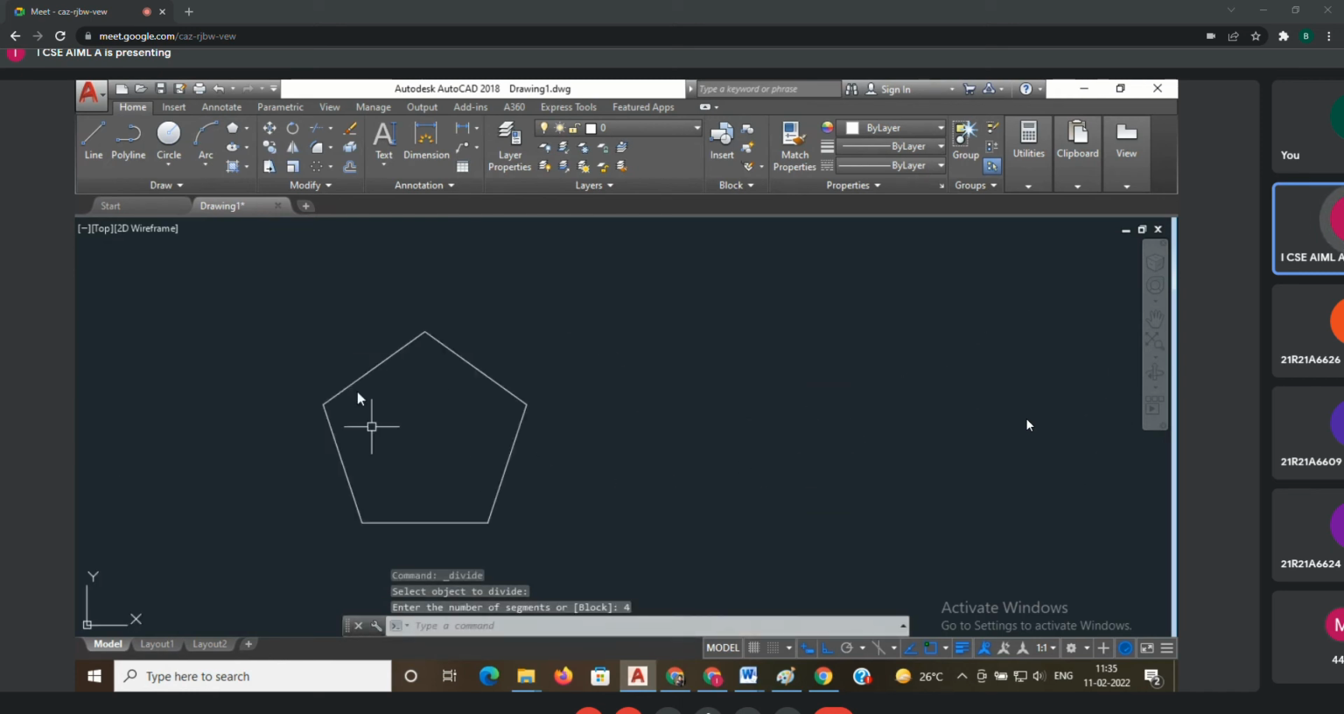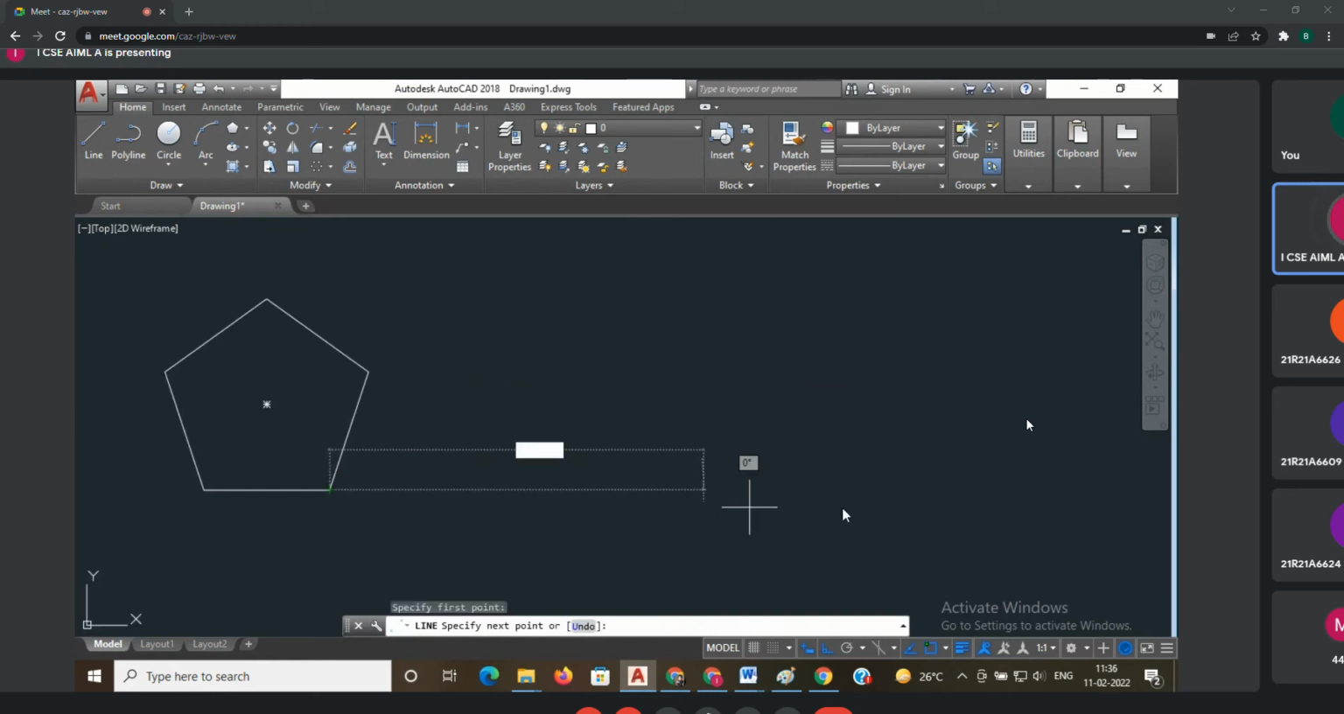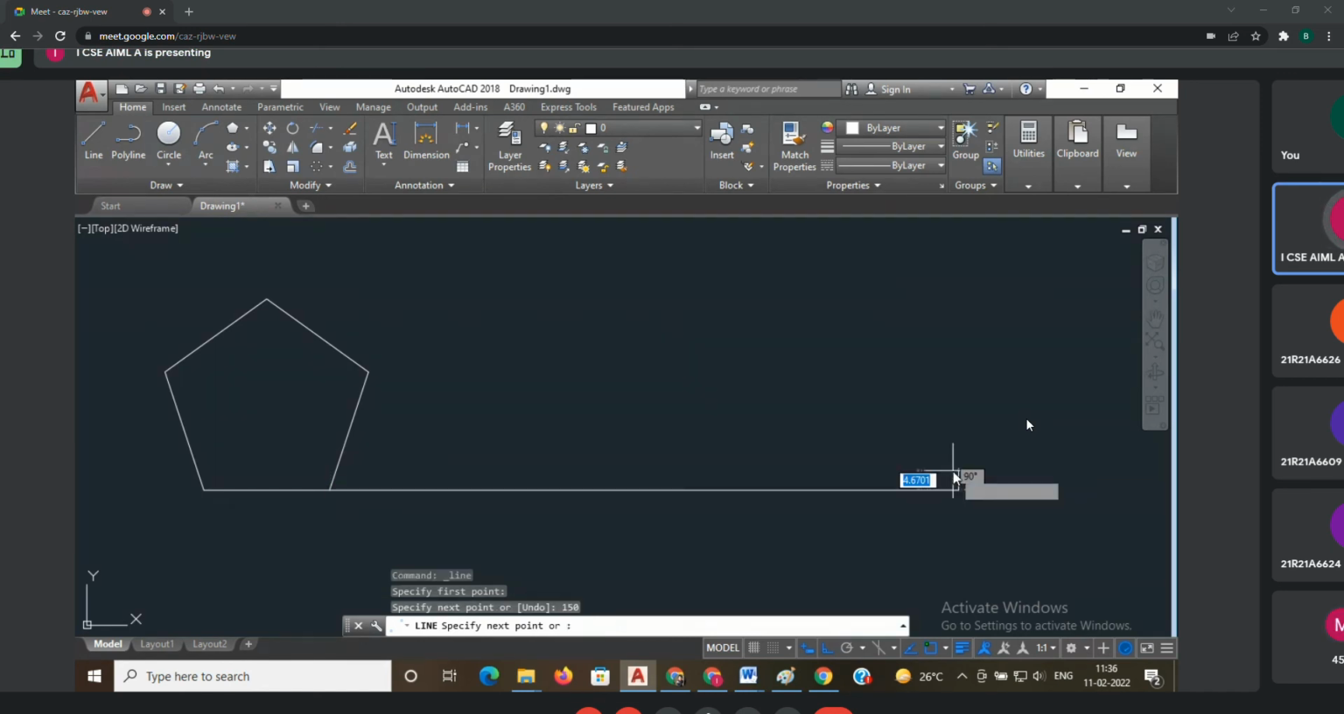Same for the pentagon. How many sides does a pentagon have? 5 sides. How much length do I want to take? 5 into 30, 150. Okay, done. Then this 150 length, I want to make 5 divisions. Why? Because it is a pentagon. Select the line, I will go with 5 segments.